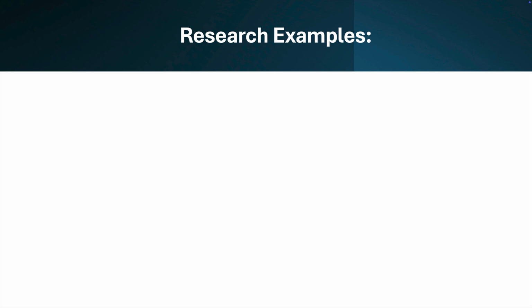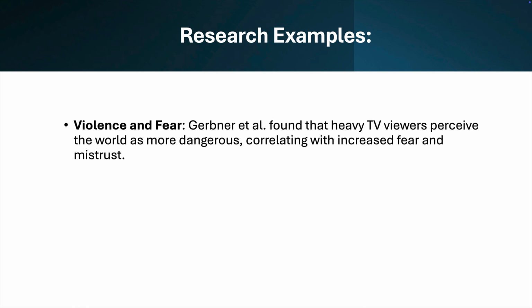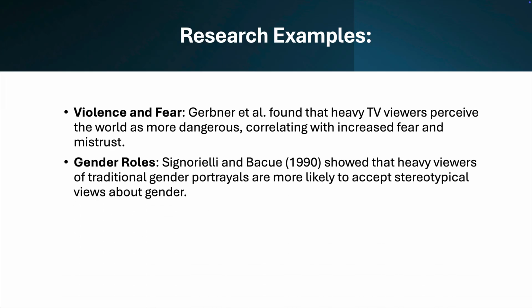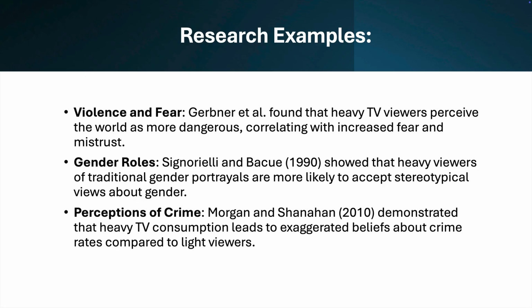Research examples include the following. Violence and fear: Gerbner found that heavy TV viewers perceive the world as more dangerous, correlating with increased fear and mistrust. Gender roles: Signorielli and Bacchi showed that heavy viewers of traditional gender portrayals are more likely to accept stereotypical views about gender. Perceptions of crime: Morgan and Shanahan demonstrated that heavy TV consumption leads to exaggerated beliefs about crime rates compared to light viewers.